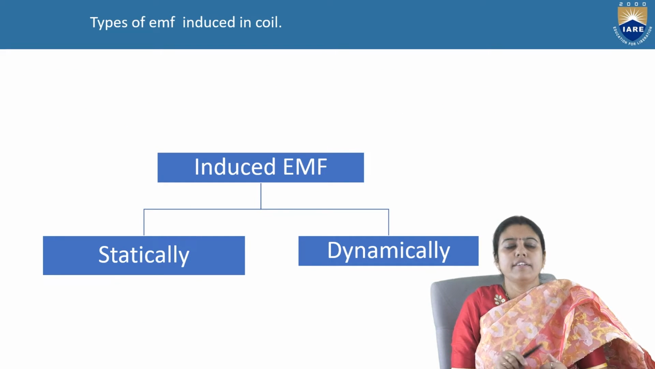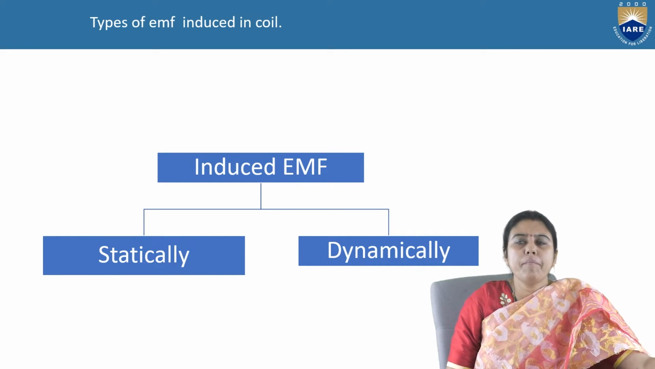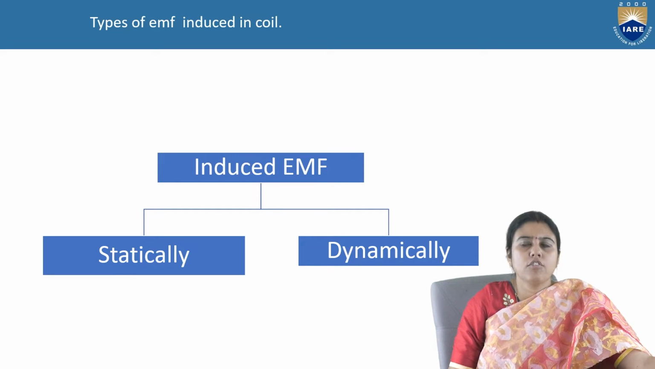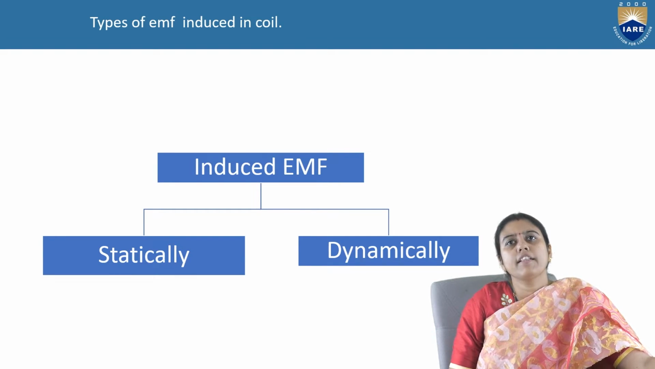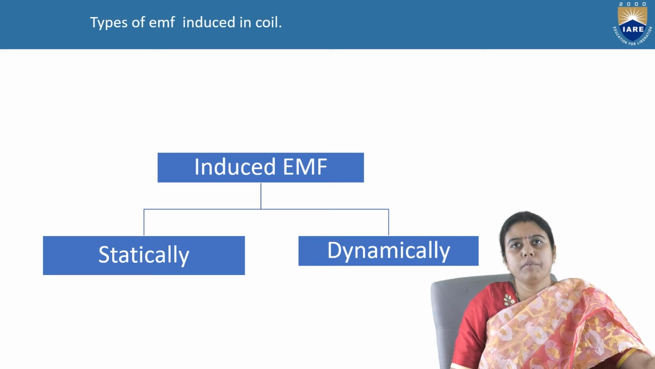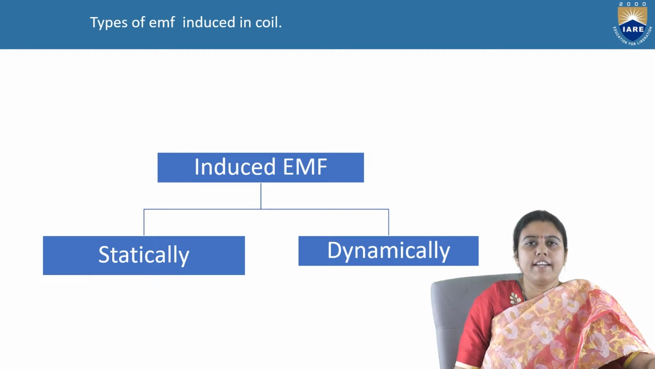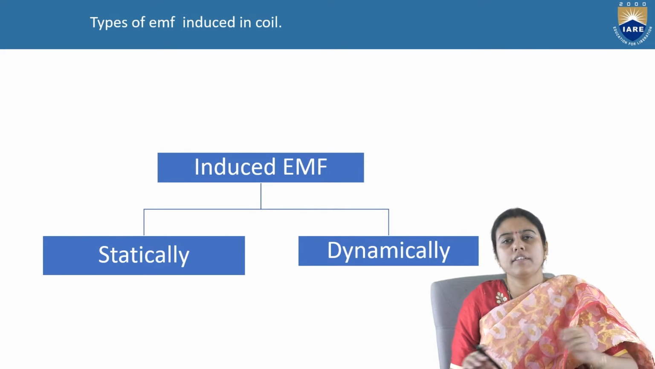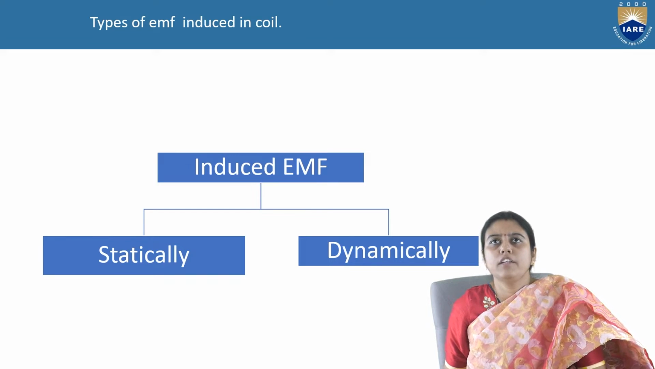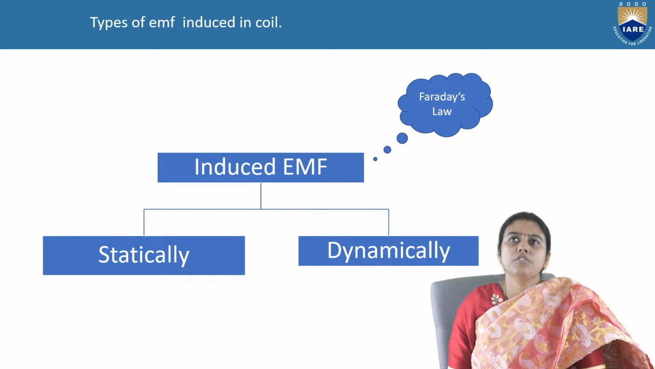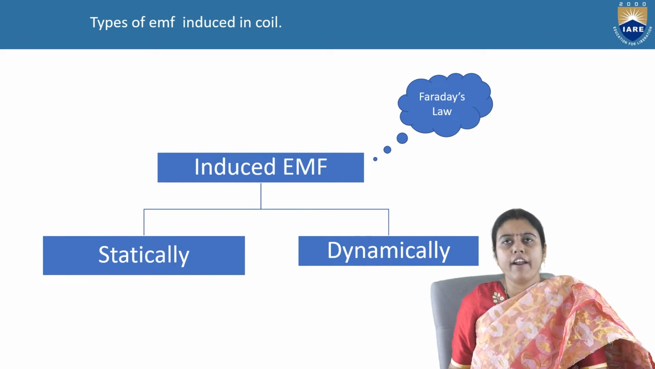Next is the types of EMF. EMF is basically two types. One is called the induced EMF. Induced EMF is basically two types. One is statically induced EMF. Another one is the dynamically induced EMF. So induced EMF we can get from the Faraday's law.